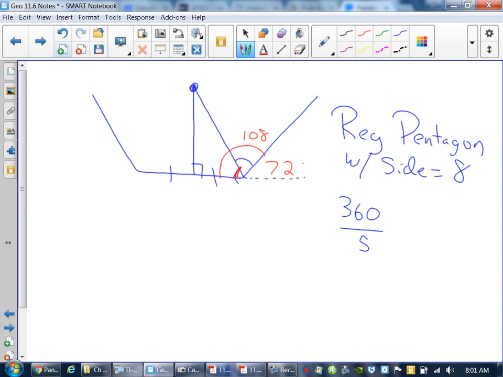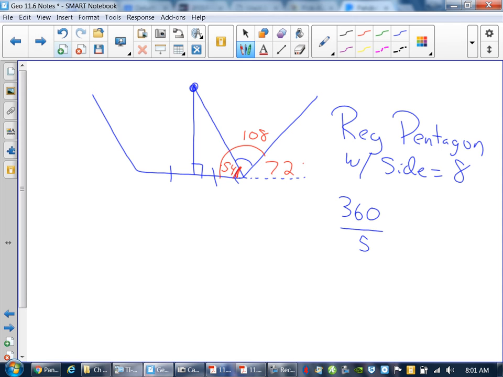See what we're doing here, guys? We're starting with the outside, and we're working our way in. Knowing that I have the exterior angle, 360 divided by number of sides, supplementary angle, cut it in half. You do this every single time. Only thing that changes is number of sides.